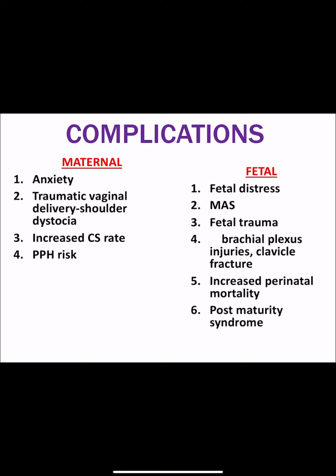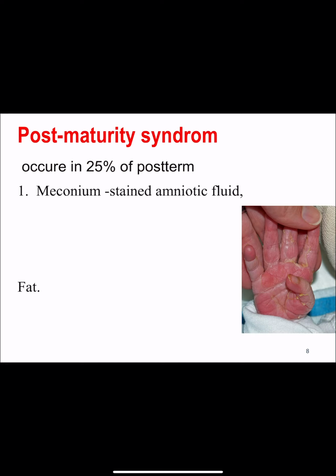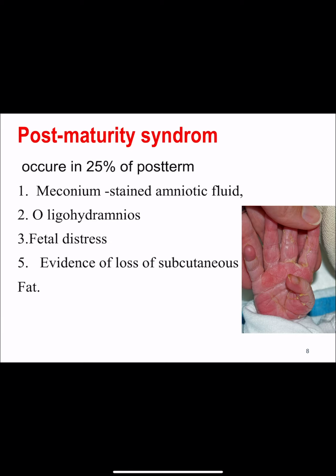And what we mean by post-maturity syndrome, it is a complication of post-date pregnancy. It occurs in 25% of cases of post-term pregnancy. There will be meconium-stained liquor, oligohydramnios, fetal distress, evidence of loss of subcutaneous fat of the baby, and finally there will be dry, cracked skin. So all these are signs of post-maturity syndrome.